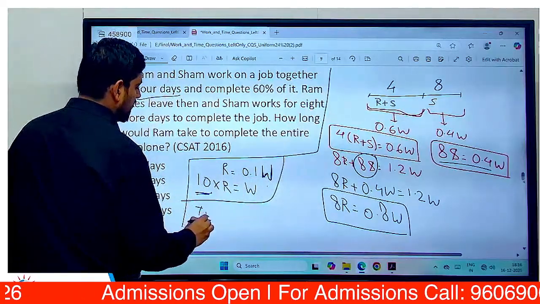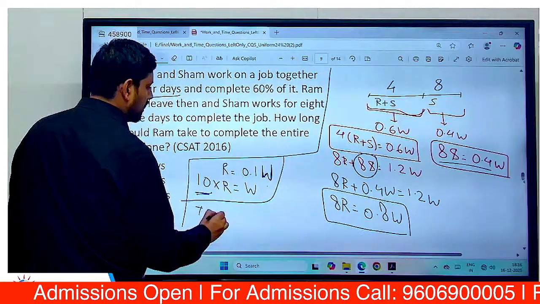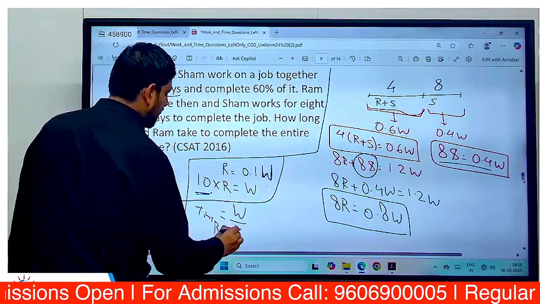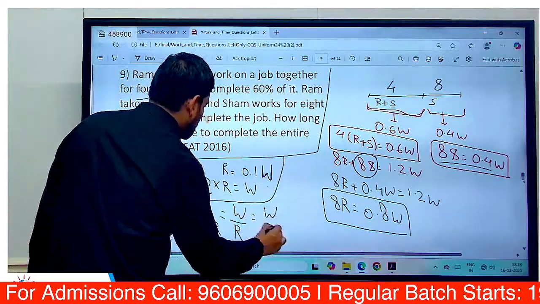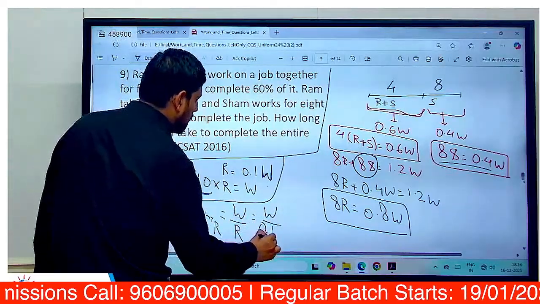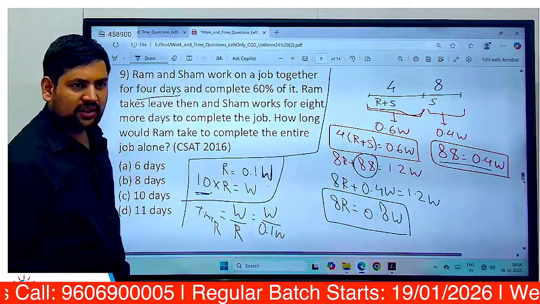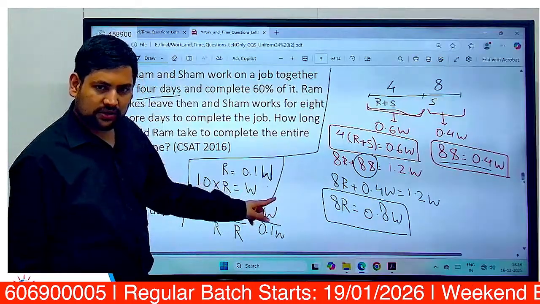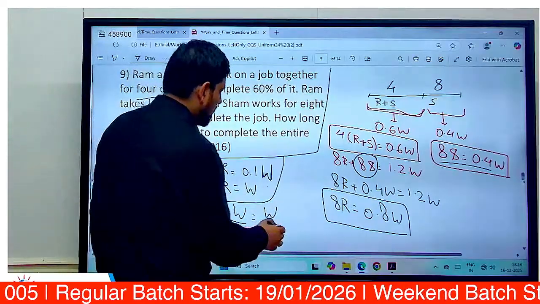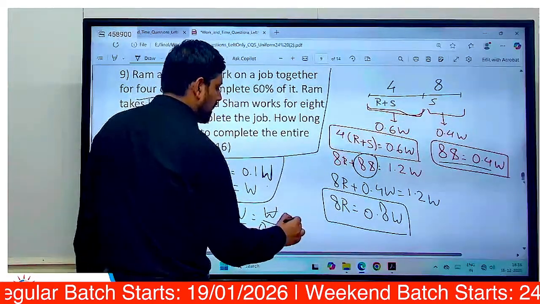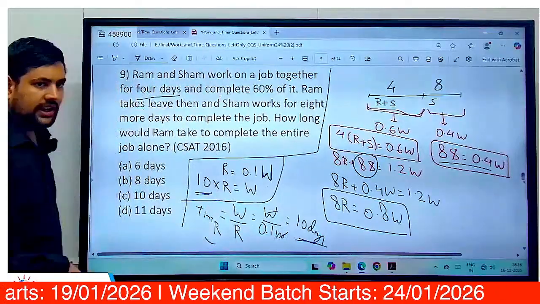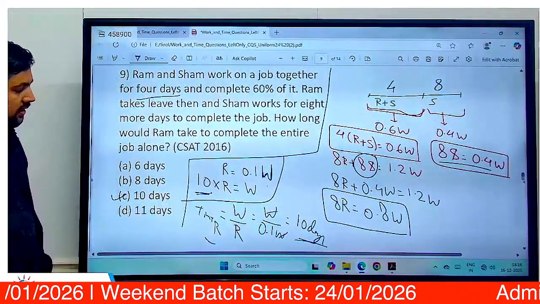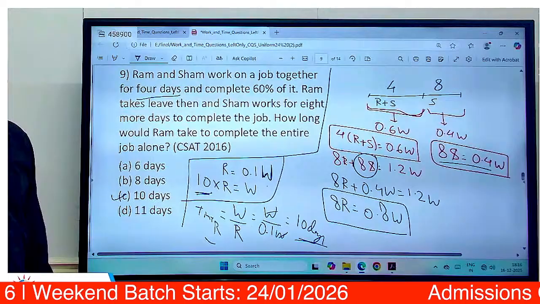Now, time taken by R will be equal to work by efficiency of R. So work is W. Efficiency of R came out to be 0.1 W. Then again, you can multiply numerator and denominator by 10, and W is cancelled out. What you get? 10. So 10 days is the time taken by R to complete the work. Both ways you can see it.